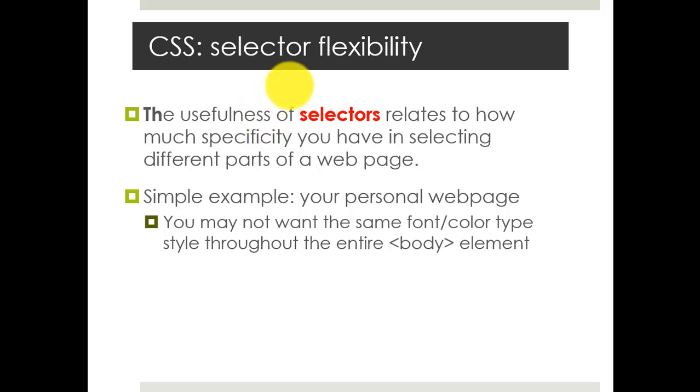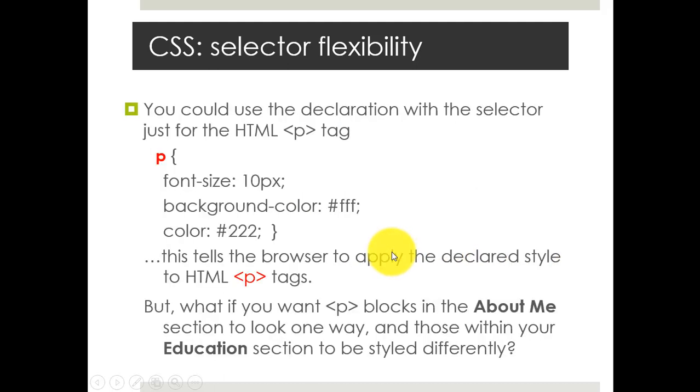The usefulness of selectors relates to how specific you can be in selecting different parts of the web page. A simple example: on a personal web page, you may not want the same font color throughout the entire body. You could use a declaration with a selector just for the p tag, which is paragraph. It applies to all paragraph tags. But if you want the p blocks in the about section to look one way and the education section to be styled differently.